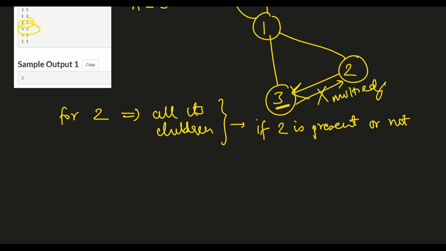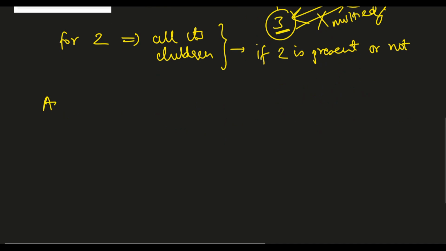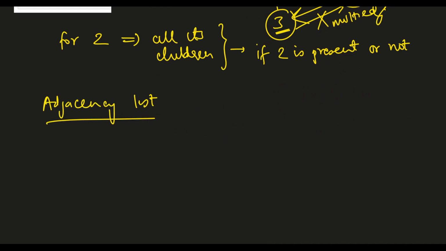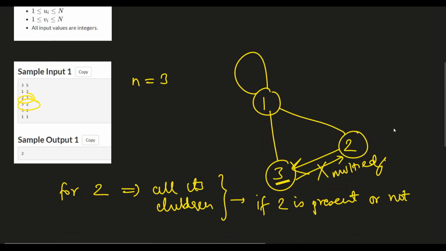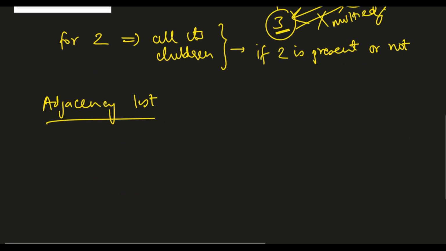So what I will do is I will make an adjacency list. Now from the question, as you can see, what do we find? 1 is connected to 2 and 1 is connected to 1. So for 1, the adjacency list would look like this.